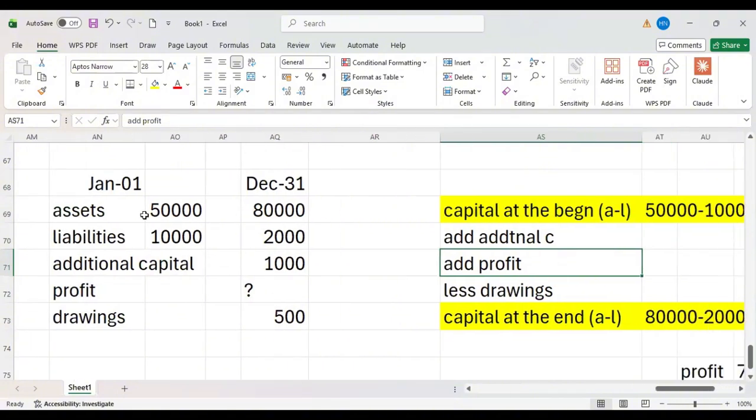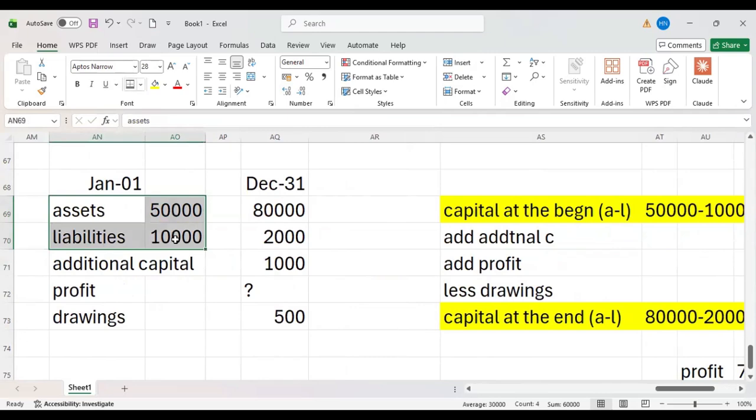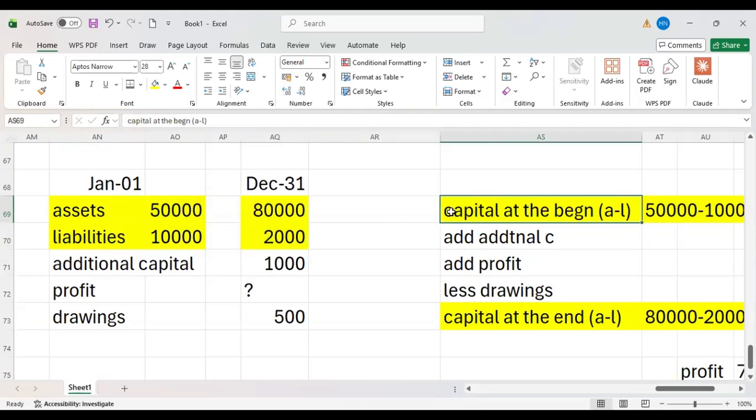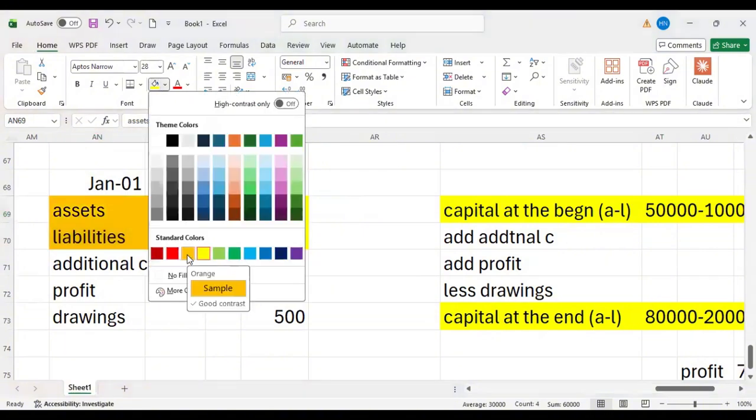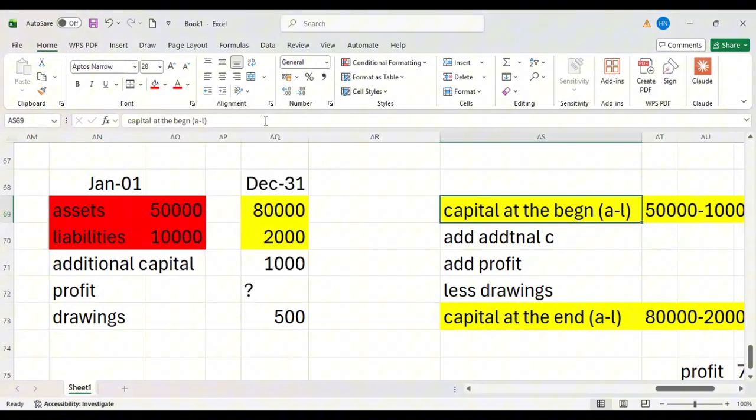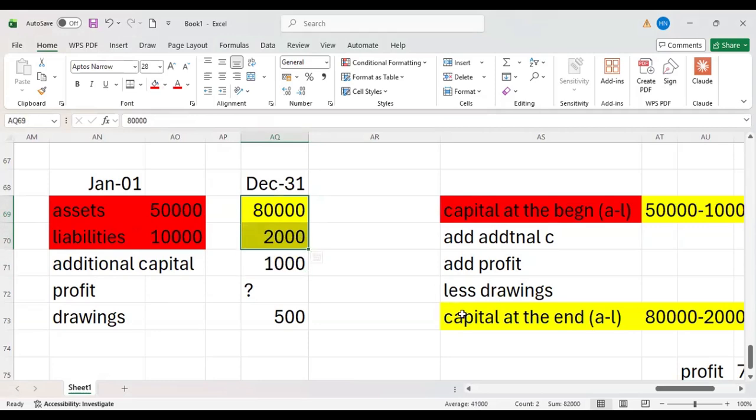Okay. So what you need is to know your net assets, and that's what we describe as the net asset approach. If you have your net assets, it's equal to your capital. So your net asset at the beginning, which is what we have here. Let me show it in another color, just so we see. It is what we have here, the same thing. Net assets is equal to capital at the beginning. Net assets at the end is equal to capital at the end. Once you get these two, you have your additional capital, you have your drawings. You can find your profits.